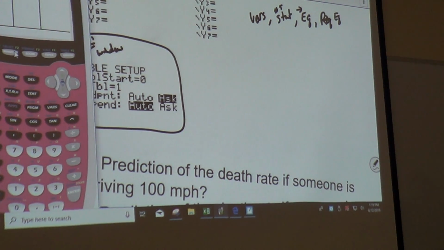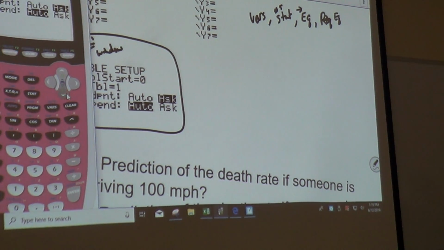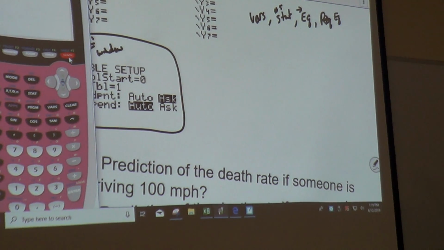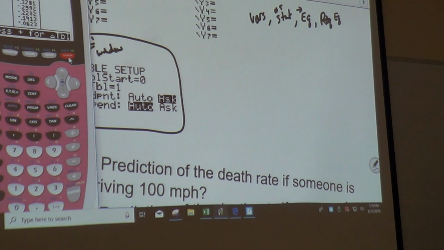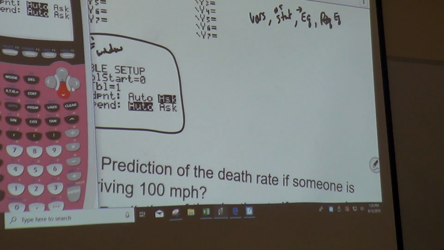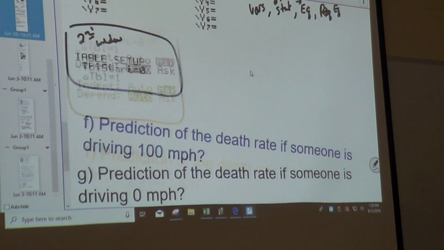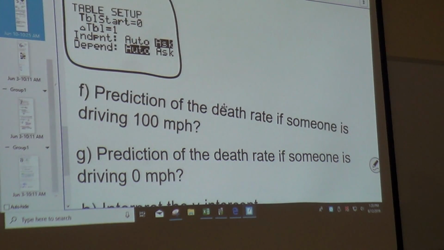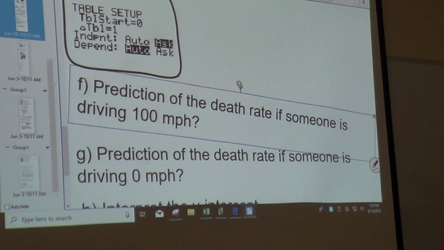When I had it in auto mode, just to show you, and I go to my table, it's automatically going to give me numbers. And I don't want to have to scroll to 100 miles an hour. I just want to type in 100. So when I go to second table set, I want that very first one only to be in ask mode, so that when I go to my table and it says, make a prediction if somebody is going 100 miles an hour.